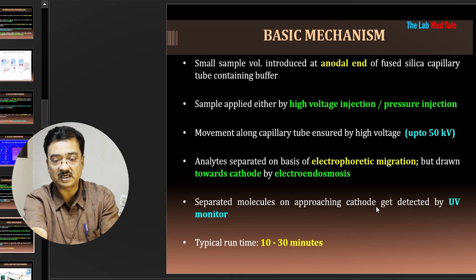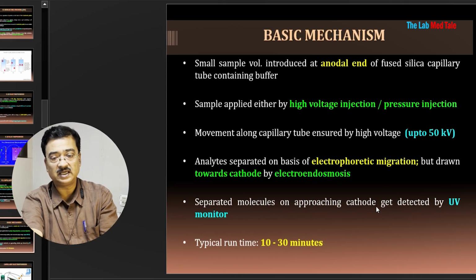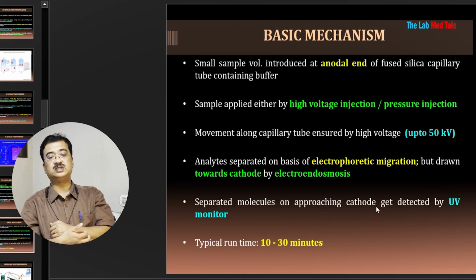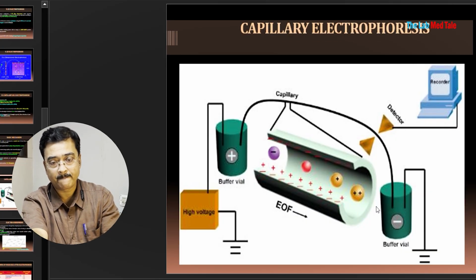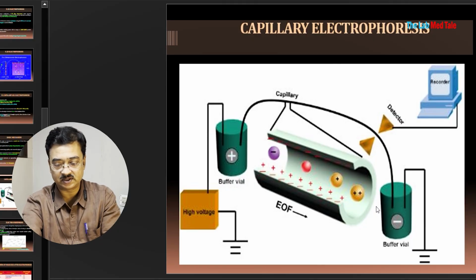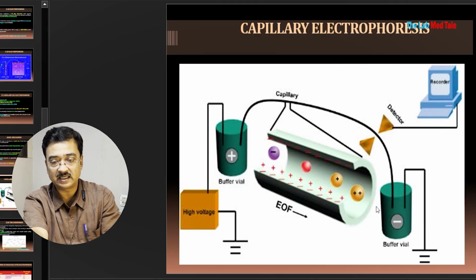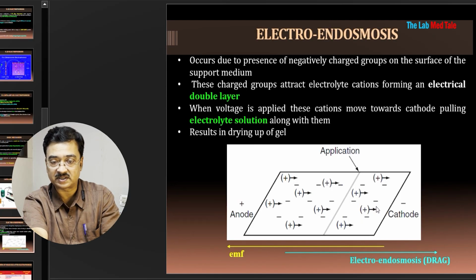The basic mechanism is all the same, but here the voltage application is very high and therefore the movement is very fast. Capillary electrophoresis looks like something of that kind, and it can be interpreted with a graphical representation.